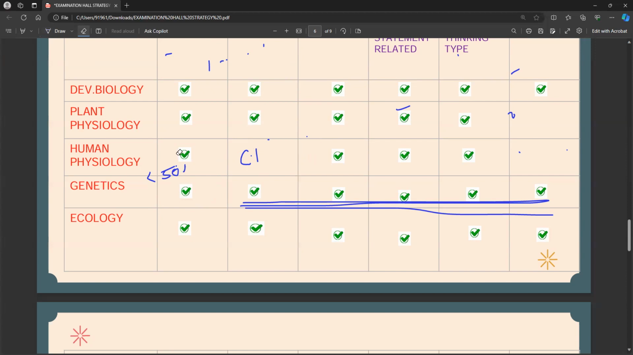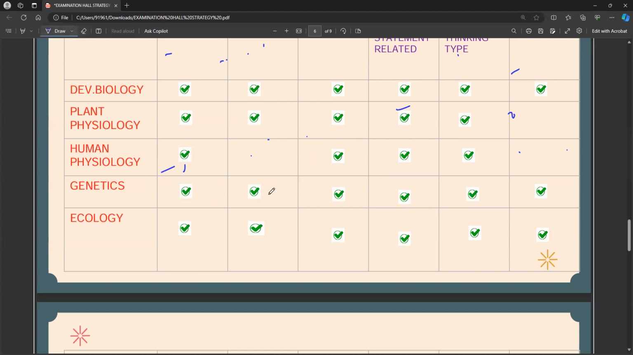Then ecology. What can I say about ecology and evolution? At least we can say something about evolution. But if you look into ecology, friends, you have to believe this: it is purely memory based.